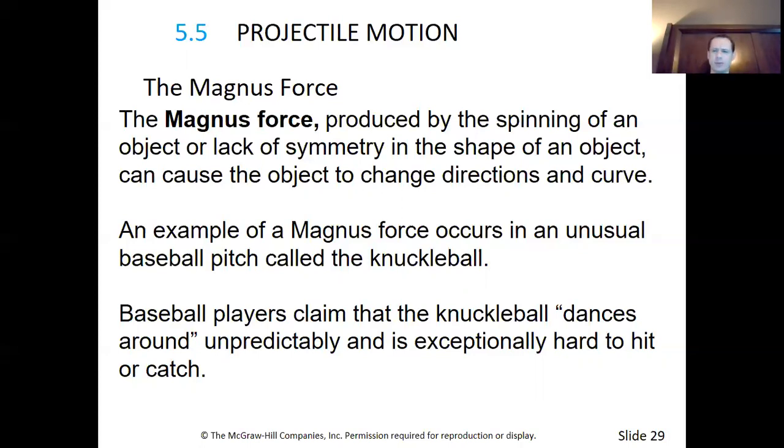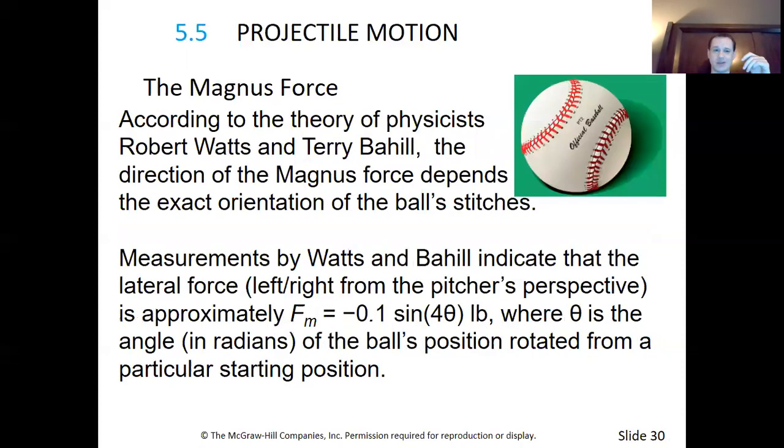The one example they're going to go over today is called the knuckleball. Baseball players claim that this can dance around unpredictably and be really hard to hit, but that's not the point of this. According to some physicists who figured this out, the direction of the Magnus Force depends on the exact orientation of the ball's stitches. So it's kind of weird. In fact, most balls are not perfect, there's no perfect equation for it, so you never know exactly what the Magnus Force on it is.